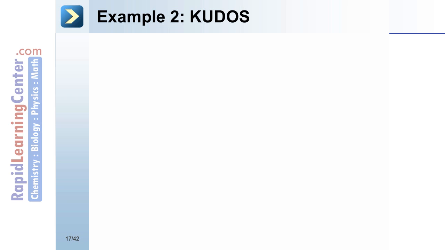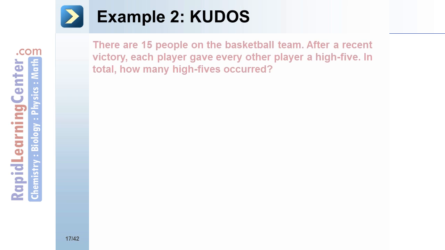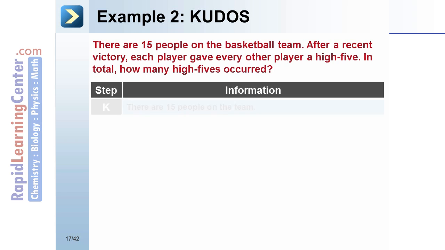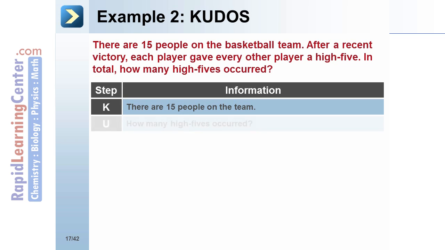Example 2. KUDOS. There are 15 people on the basketball team. After a recent victory, each player gave every other player a high five. In total, how many high fives occurred? We know there are 15 people on the team. The unknown is how many high fives occurred.